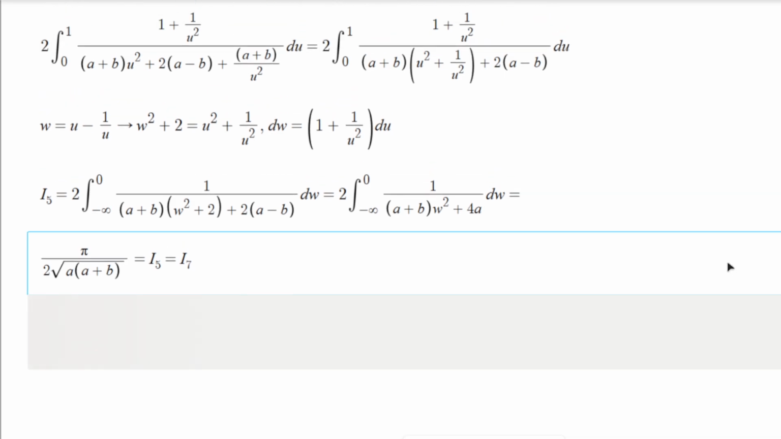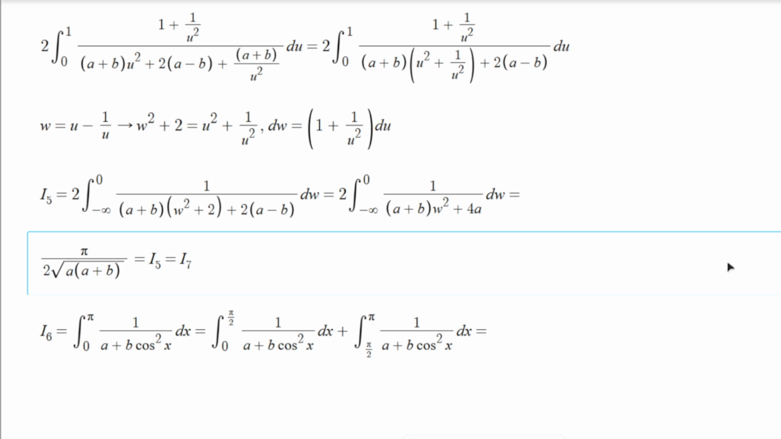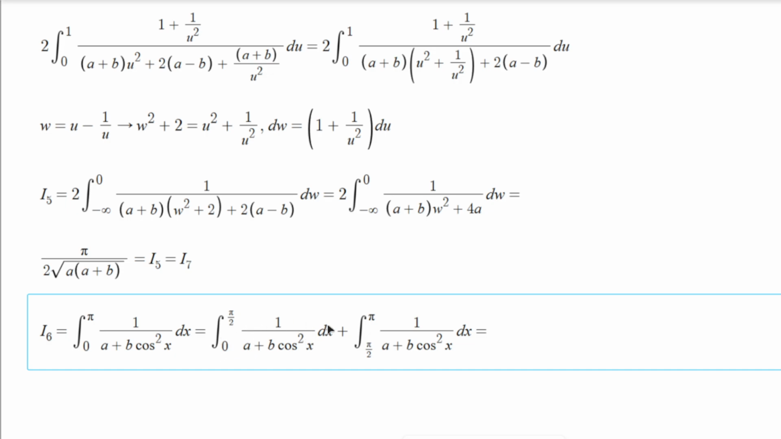All right, so what integrals are we going to take care of next? Let's do I6. That was equal to the integral from 0 to pi of 1 over a plus b cosine squared x dx. And we will split that up into two separate integrals, one going from 0 to pi over 2 and the other going from pi over 2 to pi, like that.